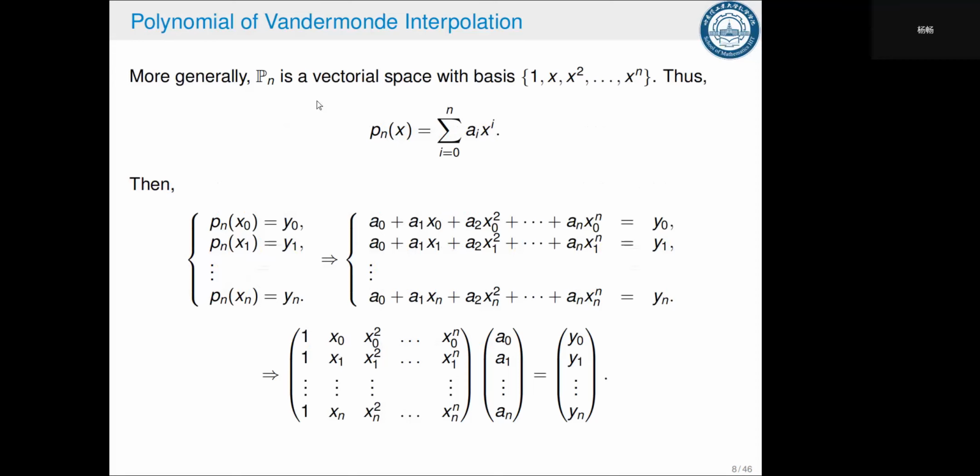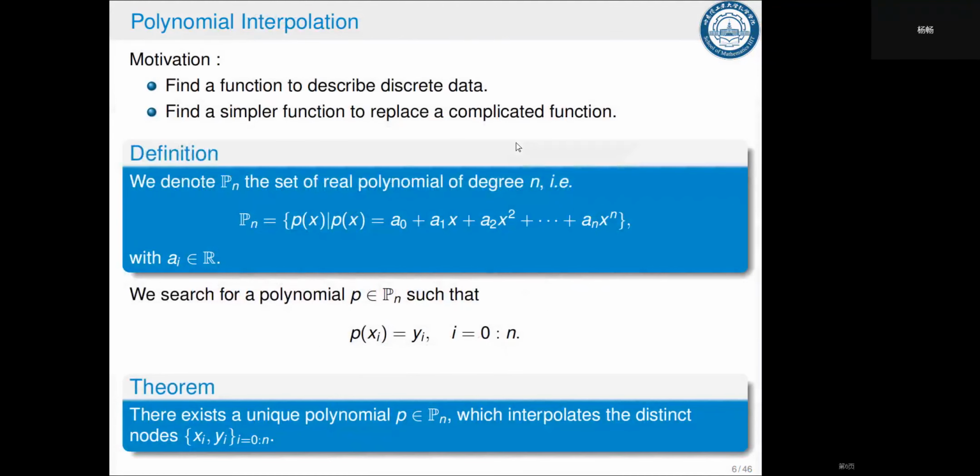In this general case, we will consider Pn equal to this one. This is nothing but this one. They are the same.